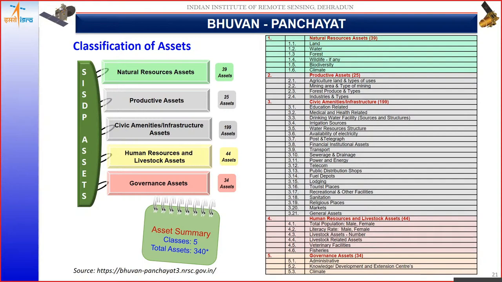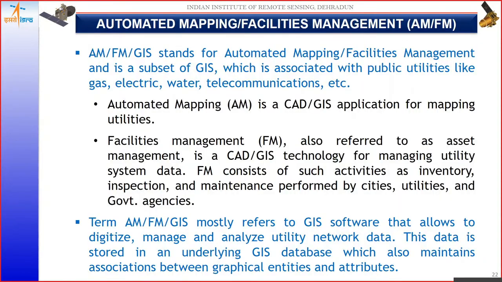Now, mapping all these kinds of assets using GNSS or conventional technologies like CAD leads to the system called AM and FM. AM and FM is automated mapping and facilities management, which is a sub-branch of GIS, and which helps to map the facilities and the services.